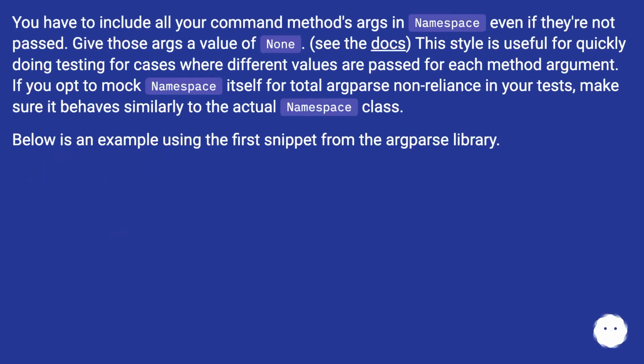You have to include all your command method args in the namespace even if they're not passed. Give those args a value of None. See the docs. This style is useful for quickly doing testing for cases where different values are passed for each method argument. If you opt to mock the namespace itself for total Argparse non-reliance in your tests, make sure it behaves similarly to the actual namespace class. Below is an example using the first snippet from the Argparse library.